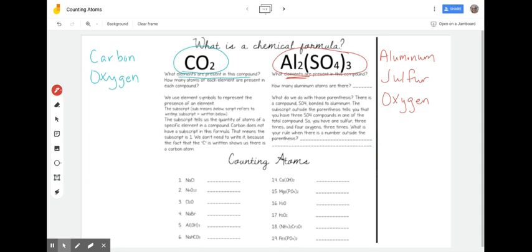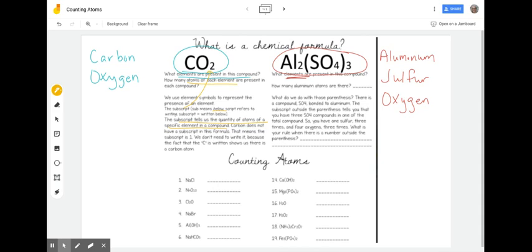Carbon dioxide, it says how many atoms of each element are present. Atoms of each element. Well, I'm going to look at subscripts. So we use the element symbols, that tells you the element, and then there's going to be a subscript, which means below. So these little numbers below are subscripts. So that right there is a subscript. The subscript is going to tell us the quantity or the number of atoms of a specific element.